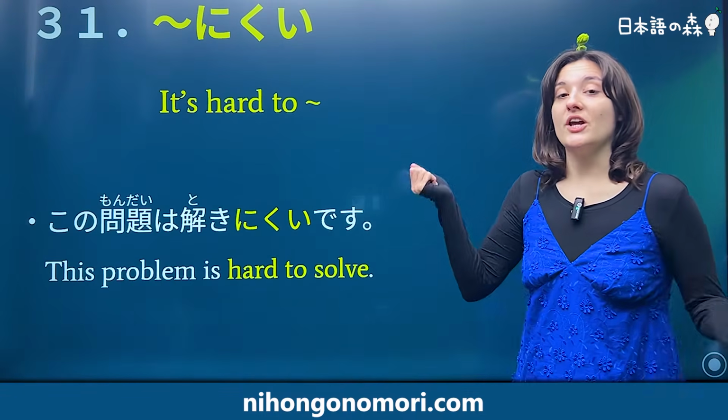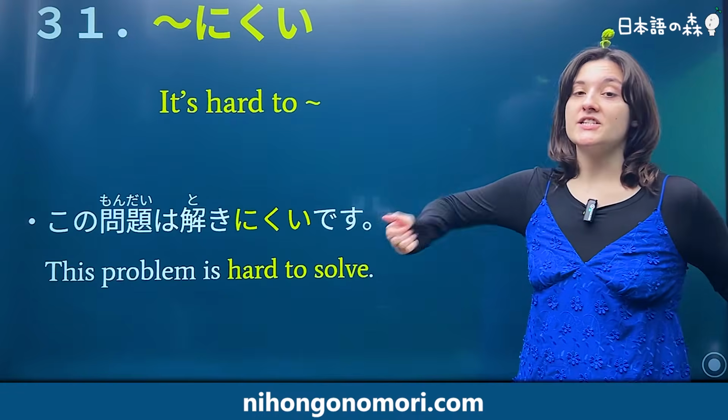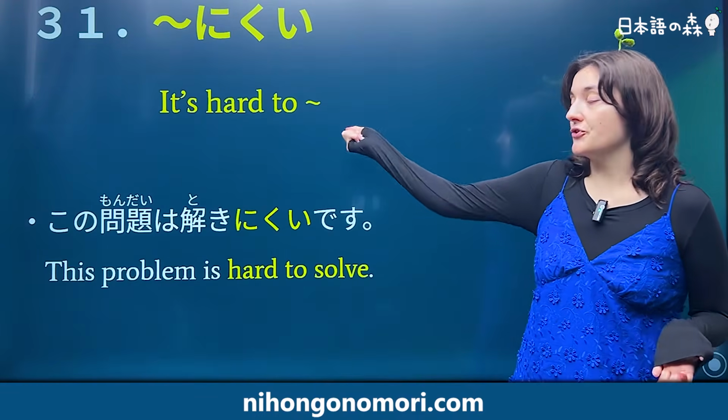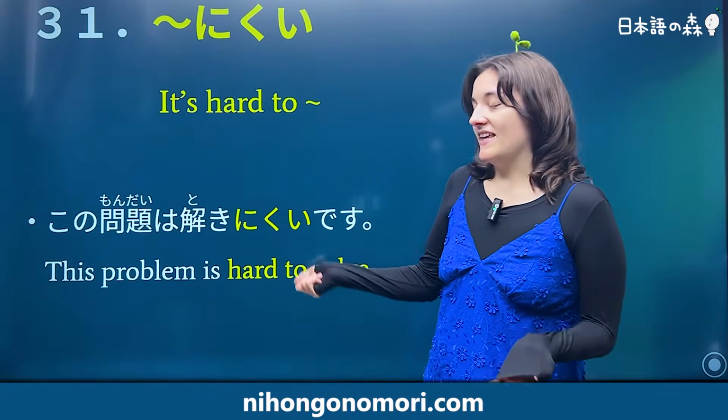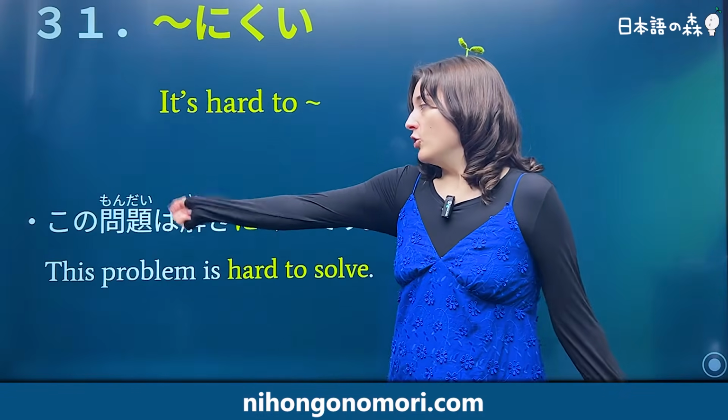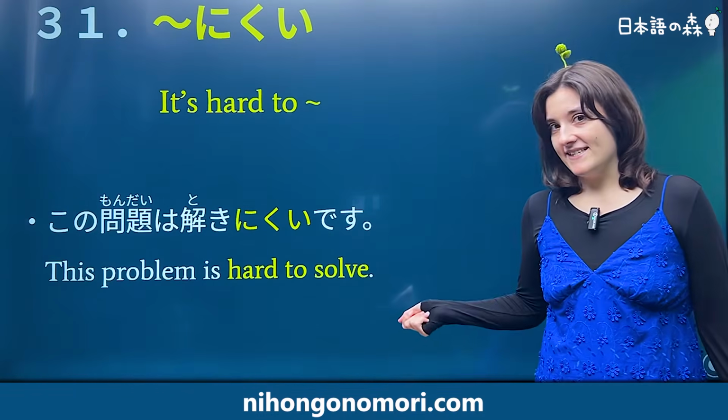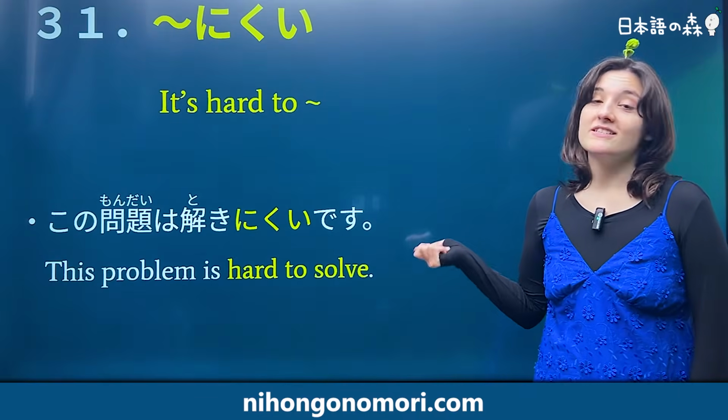にくい or にくいです. It's hard to blank. It's hard to do a verb. This is like the opposite of yasui, right? この問題は解きにくいです. This problem is hard to solve.